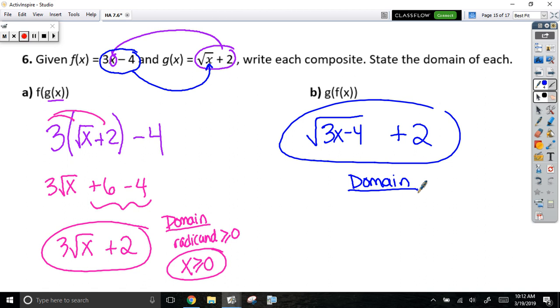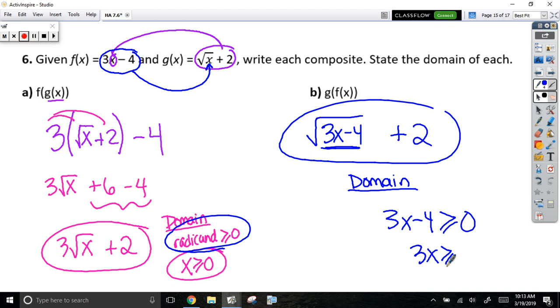X has to be greater than or equal to... Close? 4/3. Remember, the radicand is greater than or equal to 0. So this would be 3x minus 4 has to be greater than or equal to 0. Add 4. Divide by 3. So x has to be greater than or equal to 4/3 or 1 1/3. Again, make sure you skip number 77.